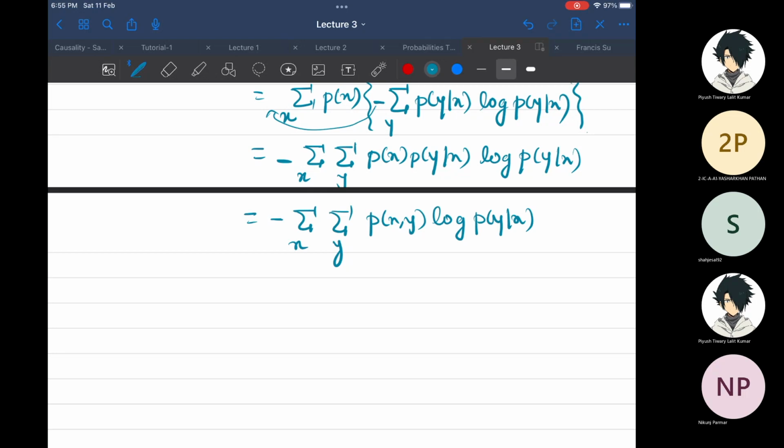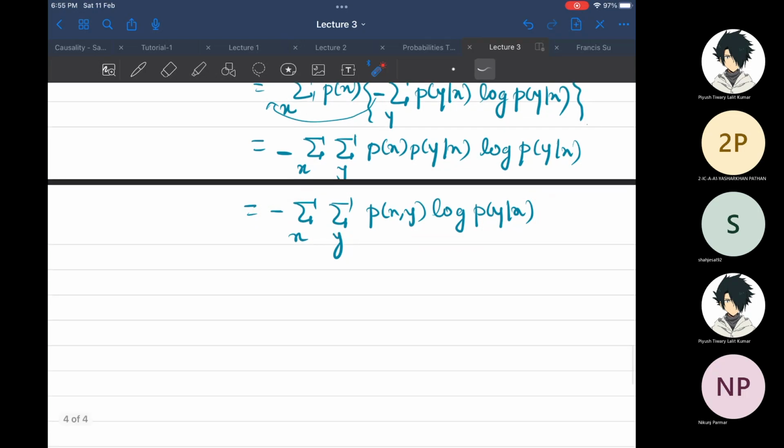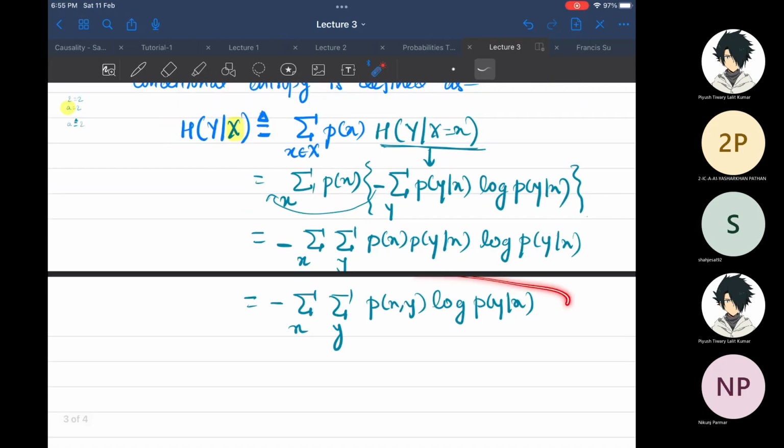So I hope you can see that the conditional entropy essentially boils down to this formula. I hope you can now appreciate why we didn't write it as something like p of y given x, log p of y given x, because this would not have made any sense. Think about it, right? There are several values that x can take.